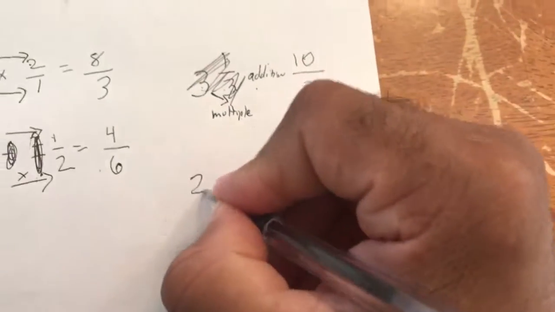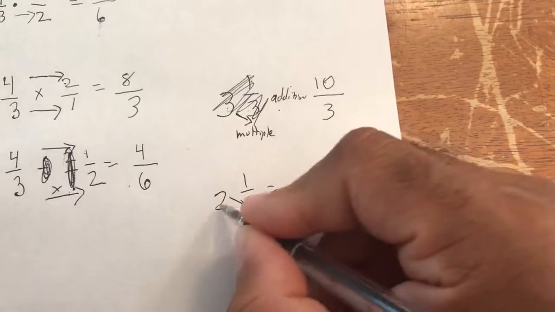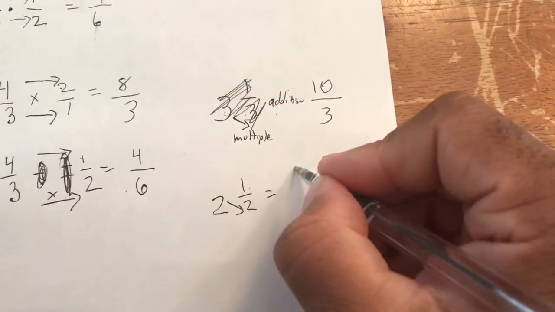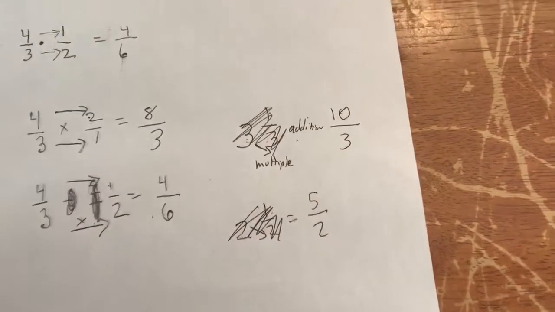I'll do it one more time. 2 1/2: multiply, 4, add 5, keep the denominator. Simple. There you go.